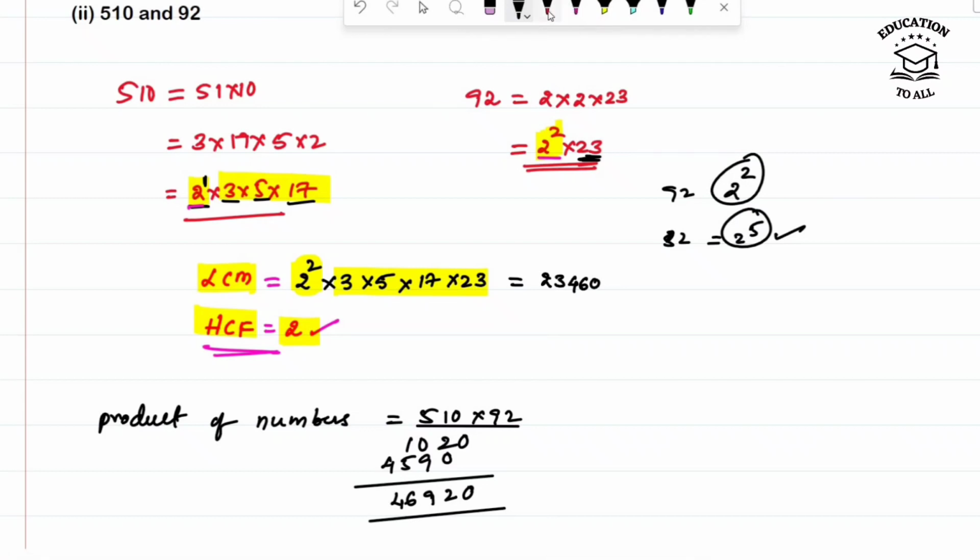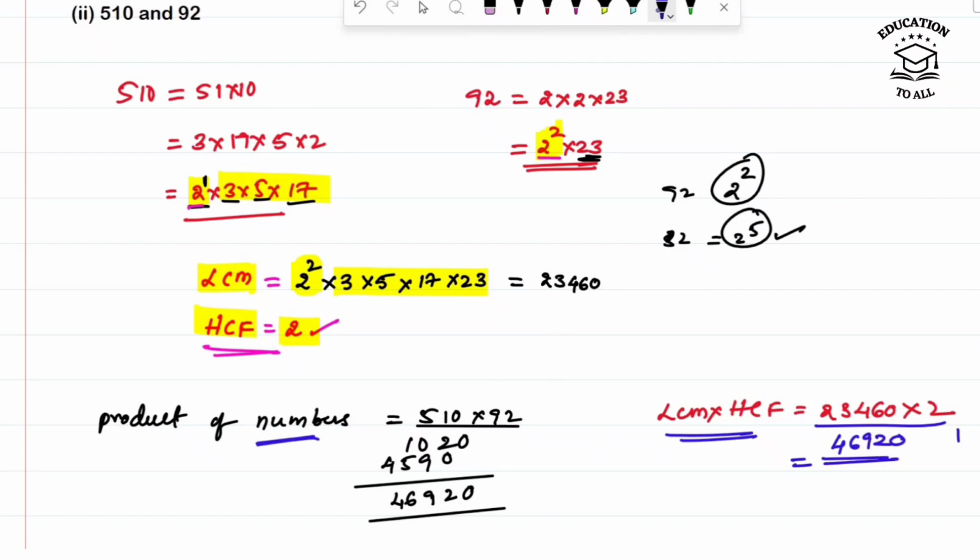Similarly, the product of LCM into HCF. So LCM into HCF. What is the LCM? We got 23,460, and the HCF is 2. And we simplify these both values: 2 into 0 is 0, 2 sixes are 12, 1 carries, 2 fours are 8, 9, so 2 threes are 6, 2 twos are 4. So observe that answer: the product of LCM and HCF and the product of numbers are absolutely the same answers we got.